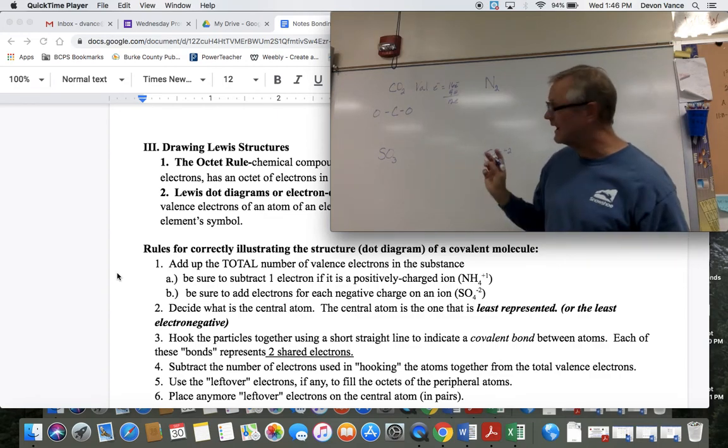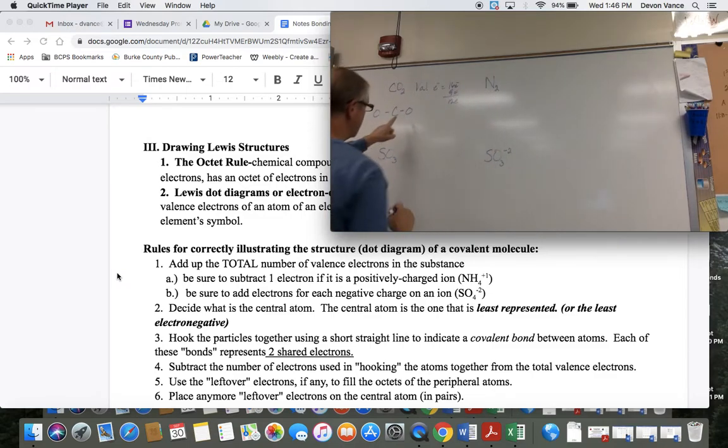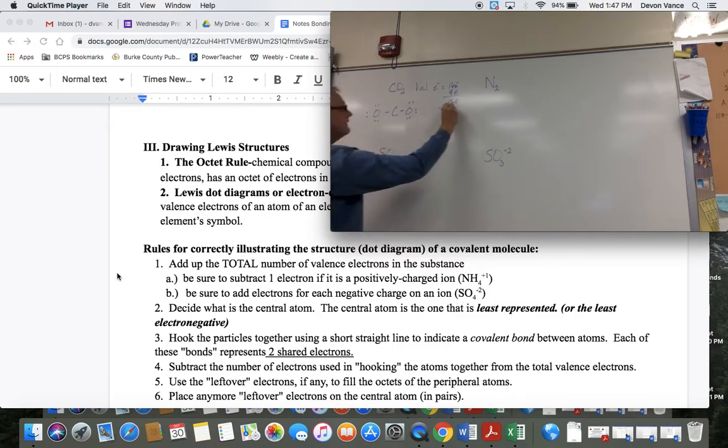So I look at that, I got oxygen. Oxygen has 2, so it needs 6 more. 1, 2, 3, 4, 5, 6. That means it is now at the octet. 1, 2, 3, 4, 5, 6. I have used all 12 of my electrons. I have no more remaining, so I am now finished.